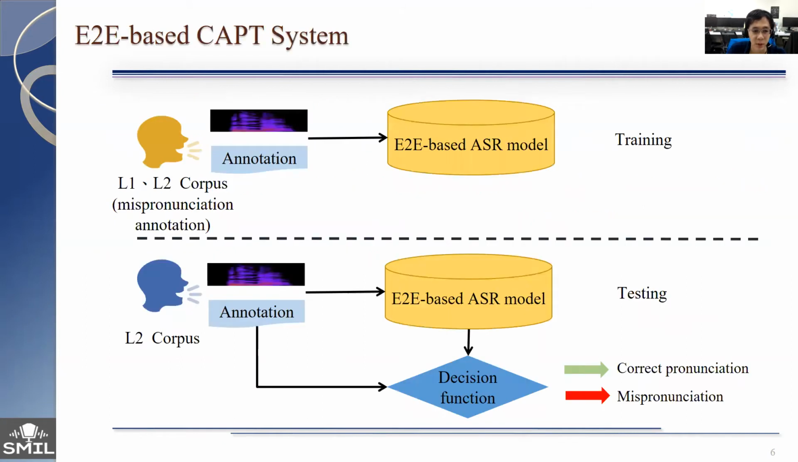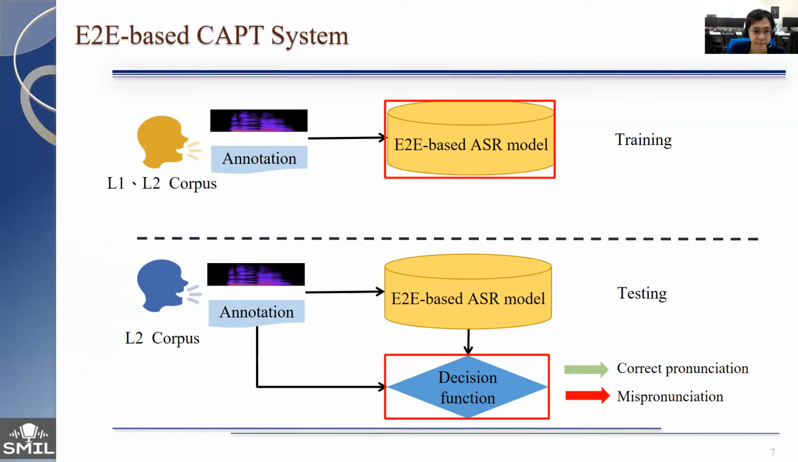This figure shows the flowchart of an end-to-end based CAPT system. In the training phase, the ASR model is trained on utterances produced by L1 and L2 corpora. Note that each utterance of L2 may contain mispronunciation. In the testing phase, the utterance will be judged as correct or incorrect according to the result of a decision function. I will focus on the ASR modeling technique and the decision function in this paper. We will discuss this matter in a little more detail as we go on.